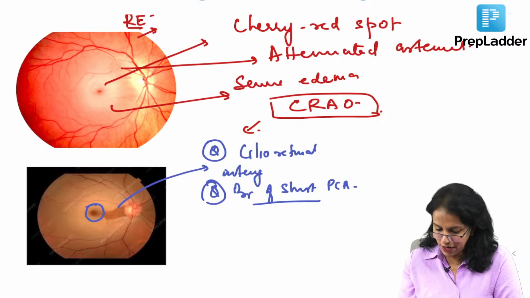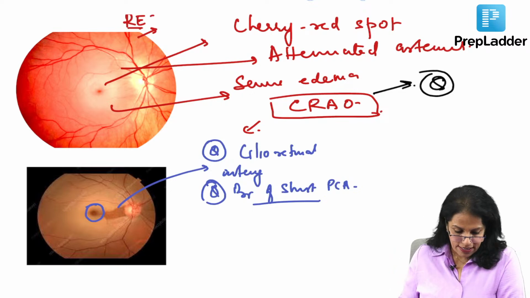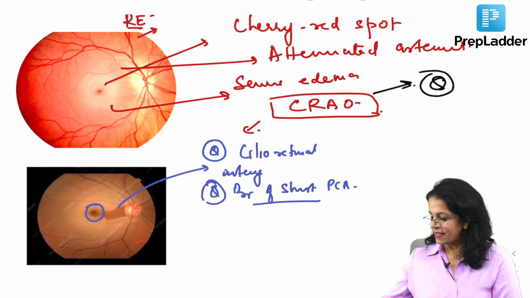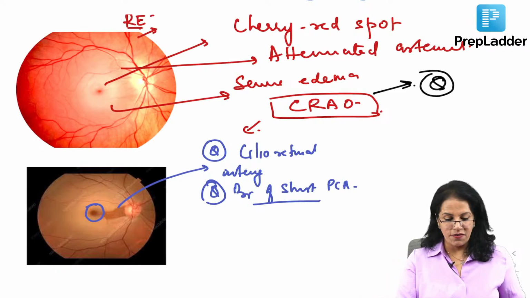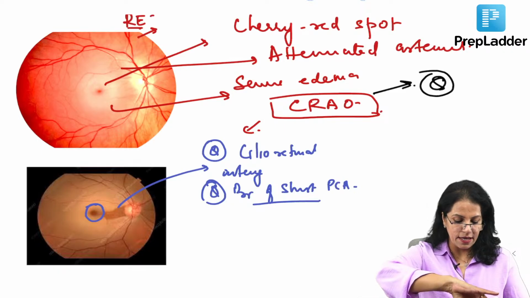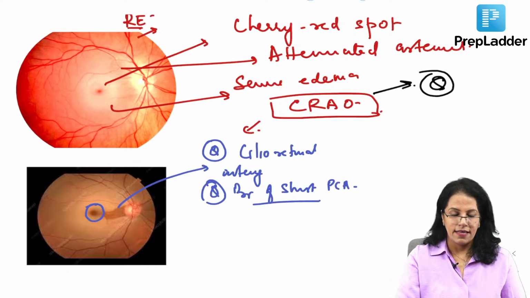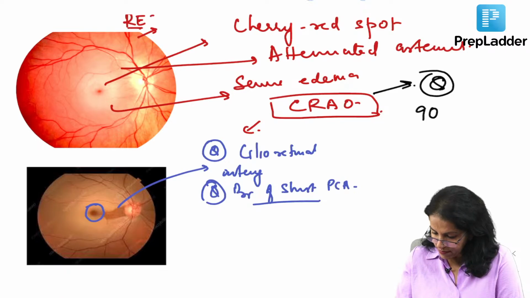One more question before I move further. Another question is, in CRAO, what is the critical time of treating the CRAO? What will you answer? The critical time is? When should you ideally treat the CRAO? What will you answer? Within 90 minutes. Otherwise, there can be irreversible damage to the retina. So the critical time is 90 minutes.